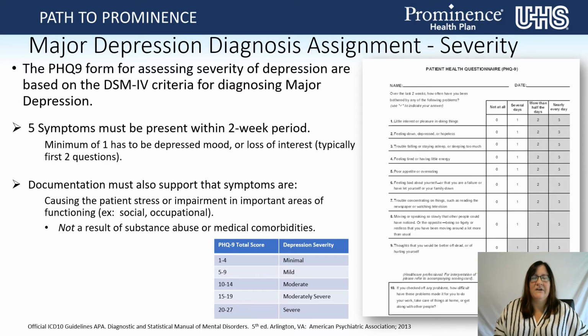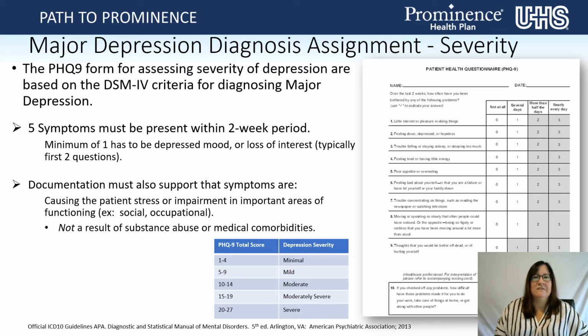For diagnosing the severity of major depression, many organizations use the Patient Health Questionnaire, the PHQ-9. The PHQ-9 form used for assessing the severity of depression is based on the DSM-IV criteria for diagnosing major depression. 5 symptoms must be present within a 2-week period. A minimum of 1 has to be a depressed mood or loss of interest, typically the first 2 questions. Documentation must also support that symptoms are causing the patient stress or impairment in important areas of functioning, like social or occupational, not a result of substance abuse or medical comorbidities.